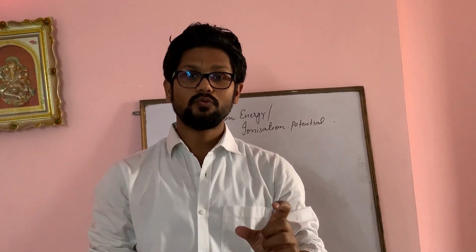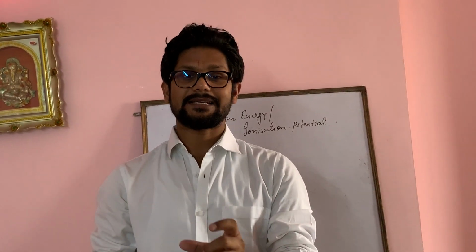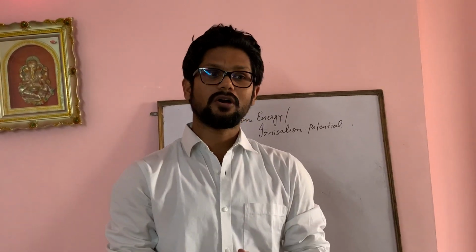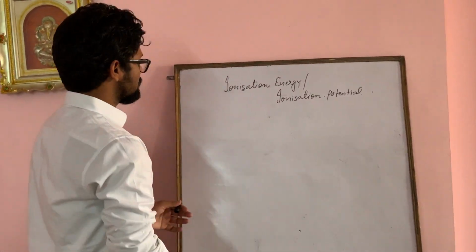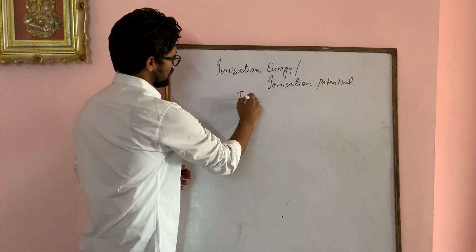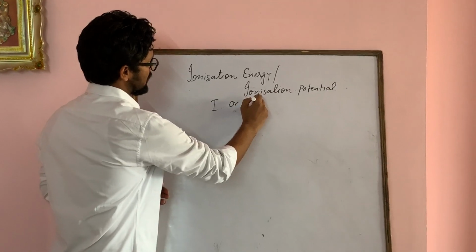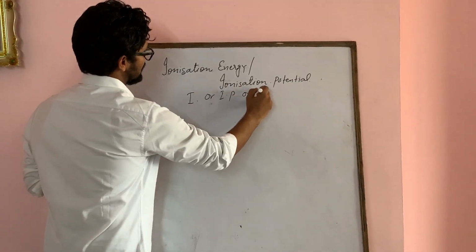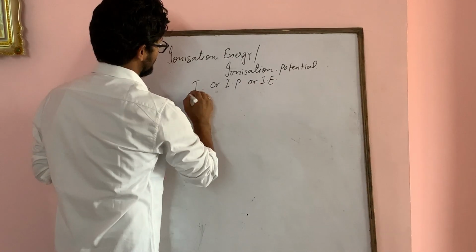So what energy is required? The minimum energy required to remove an electron from an isolated gaseous atom to convert it into a monovalent positively charged gaseous ion, that energy is said to be ionization potential, or that is also called ionization energy. It is denoted by I, or it is denoted by IP, or it can also be denoted by IE in short.